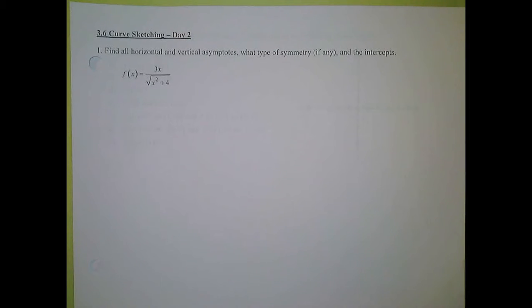So in the last lesson, we tied together what we've learned about the first and second derivative with some other things like finding asymptotes, symmetry, and intercepts. This first problem is just kind of a review of that. So hopefully you guys have already attempted it. I'm going to start with the asymptotes, specifically the vertical asymptotes.